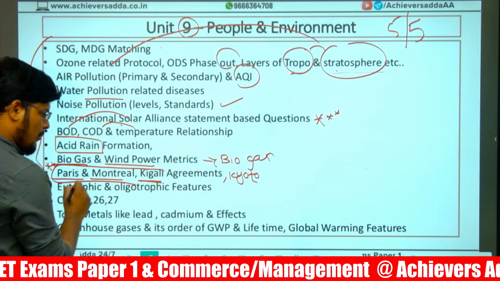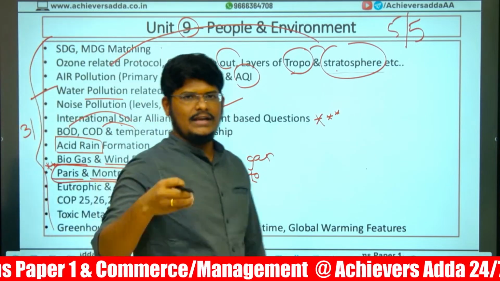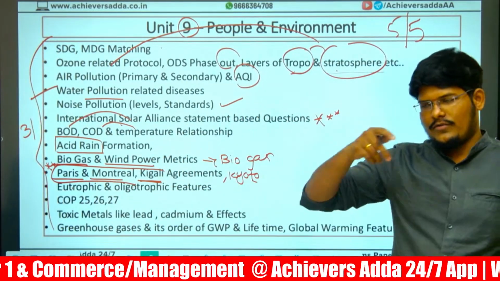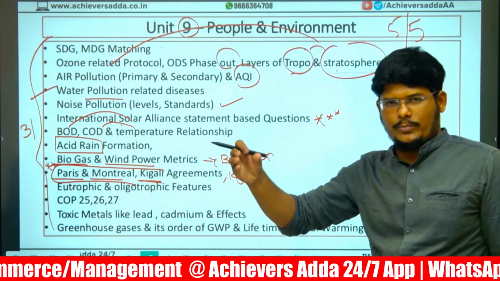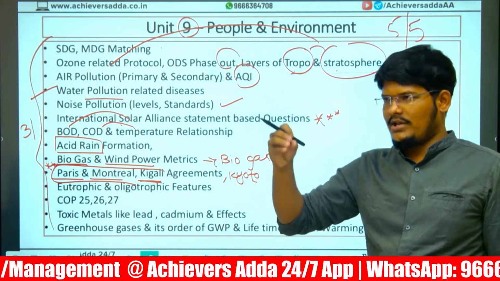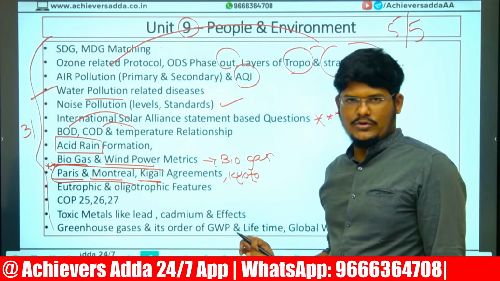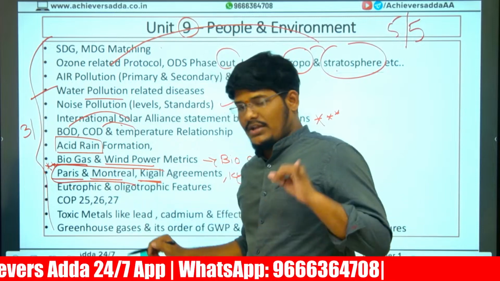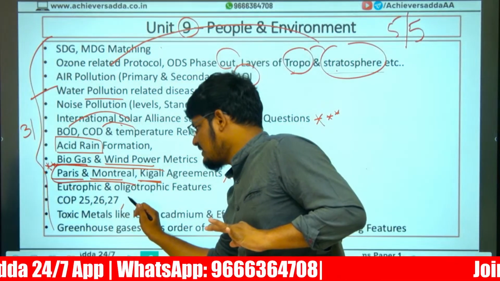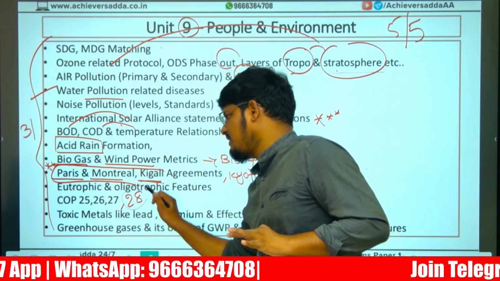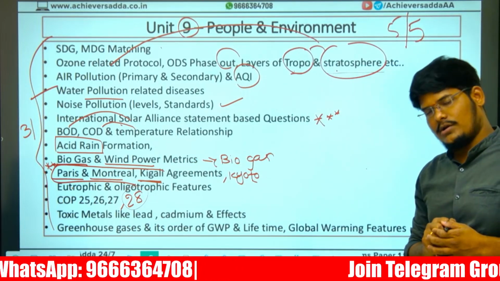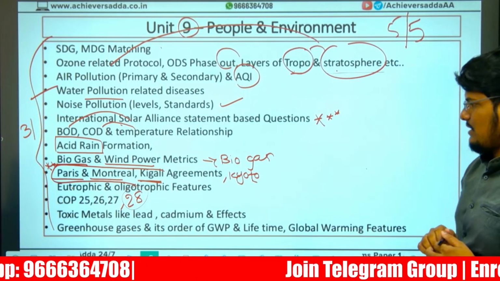And even eutrophic, oligotrophic features. Eutrophic lake, oligotrophic type of. So the features of eutrophic, features of oligotrophic: nutrition levels, algae blooms. So that related features are most important. COP 25, 26, 27, recently COP, Conference of Parties 28 also conducted.